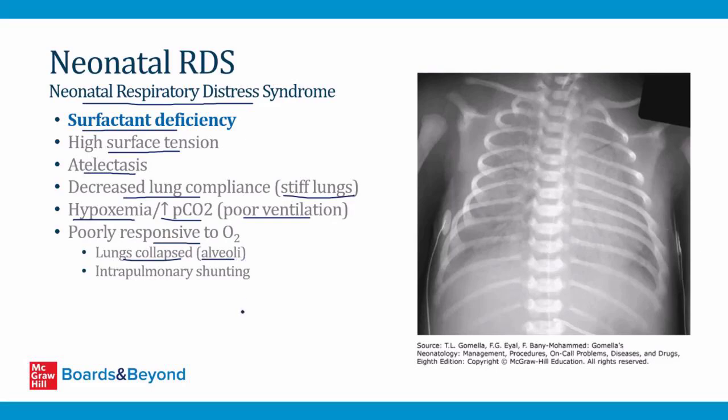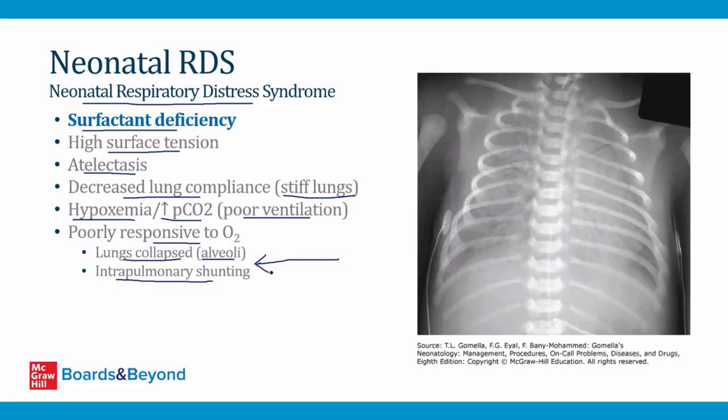And when you have collapsed alveoli, there's no gas exchange occurring in those alveoli, but blood is still flowing past the alveoli. This is called intrapulmonary shunting. Basically, blood is going from the right heart to the left heart without picking up oxygen. And so all of this is very bad for oxygenation, and even when you give the baby more oxygen, it doesn't always improve because of these factors here.